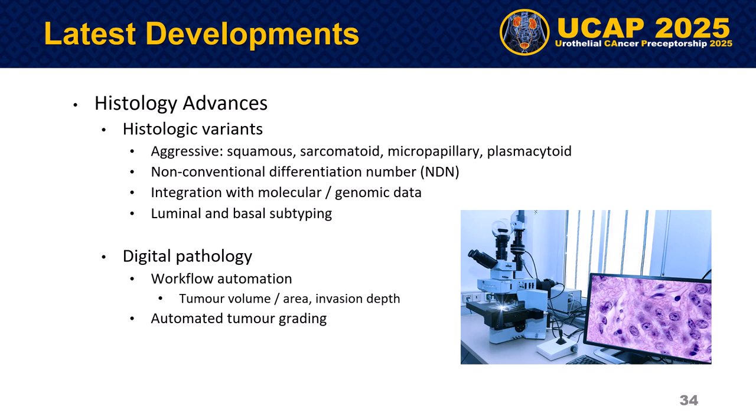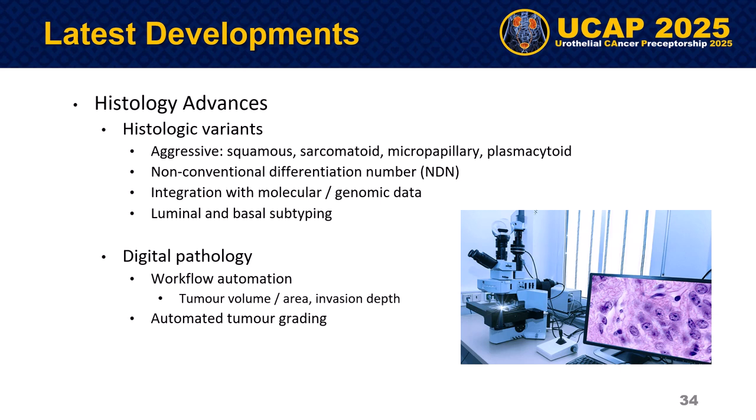Apart from cytology, histologic and digital innovations are also revolutionizing how we diagnose and manage urothelial carcinomas. First, recognizing histologic variants is critical. Aggressive subtypes, as mentioned, like squamous, sarcomatoid, micropapillary, and plasmacytoid, correlate with advanced stage, metastasis, and poor survival. Quantifying variance also matters. The non-conventional differentiation number, or NDN, which counts distinct histopathologic patterns, actually predicts lymph node involvement. For example, an NDN of more than 2 doubles the risk of metastasis and therefore guides surgical planning.